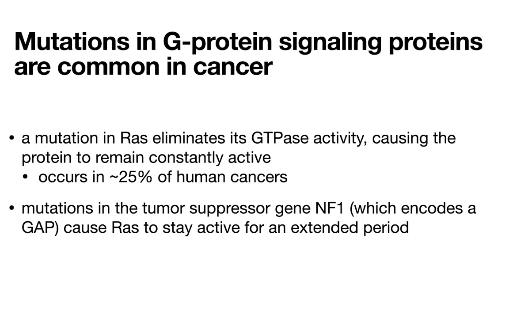So basically the mutation in RAS itself can alter the intrinsic GTPase activity of the G protein. But you can also have mutations in the regulatory proteins that regulate the G proteins, such as this tumor suppressor gene, NF1. NF1 encodes a GAP, which causes RAS to stay active for an extended period if you have a mutation that inactivates NF1.